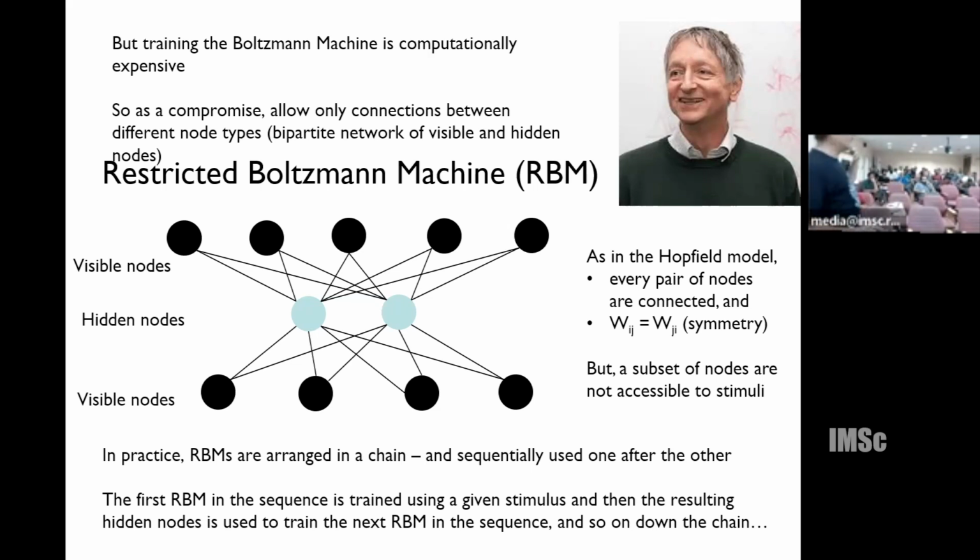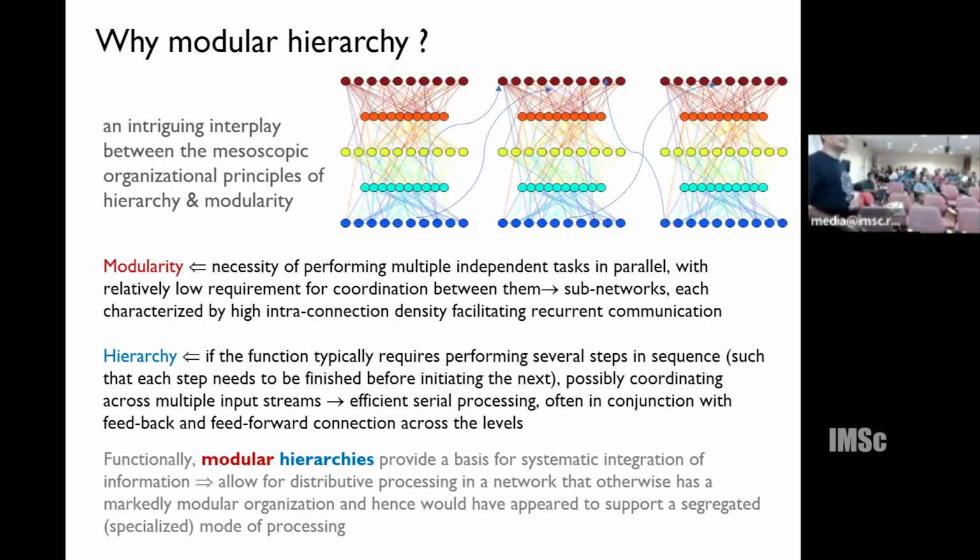Okay. And this is what eventually gave rise to the first deep neural networks, where the first restricted Boltzmann machine in a sequence was trained using a given stimulus. Then the next restricted Boltzmann machine was used to train the hidden nodes of the first restricted Boltzmann machine, and so on down the chain, eventually giving rise to training deep neural networks.